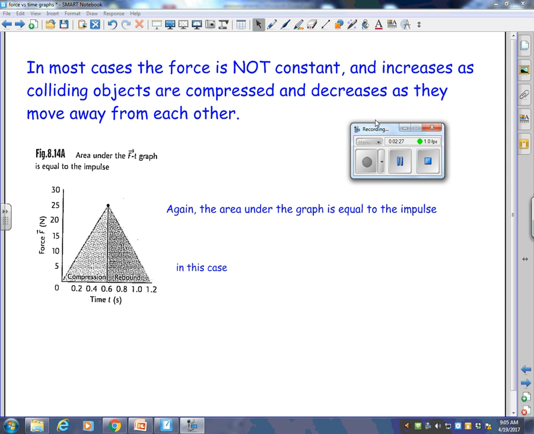And so you get a graph, this is a little bit simplified, right? But generally, in the compression phase, the force increases to some maximum, and then it rebounds, and the force actually decreases. And so you get this triangle type phase, right? But again, the area under the graph is equal to the impulse.